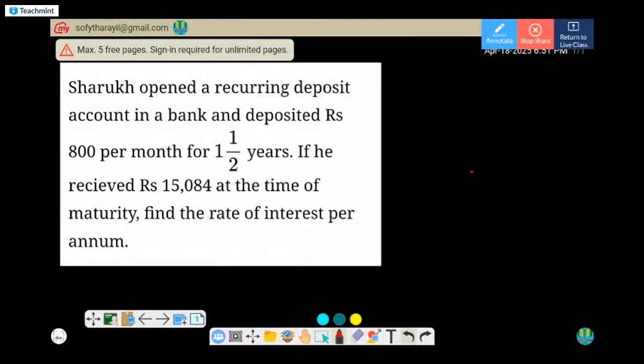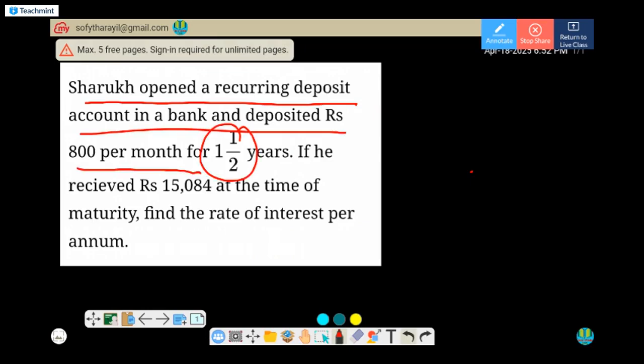So this question is, Shahrukh opened a recurring deposit account in bank and deposited rupees 800 per month for 1.5 years. If he received rupees 15,084 at the end and at the time of maturity, find the rate of interest per annum. Okay, so Anushka, tell me, what all information do we have? We have the principal, which is 800. We have the time. We have the maturity value. Yes. Can you tell me the rate of interest?